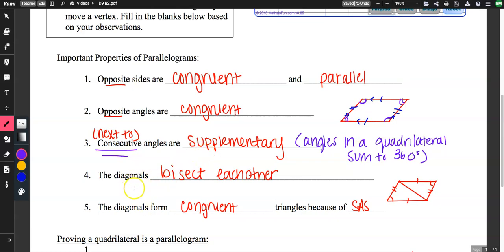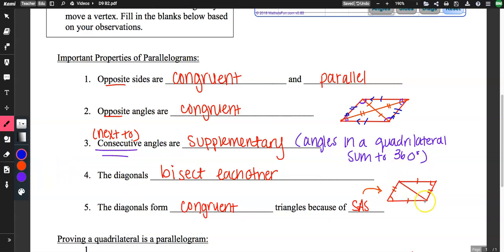The diagonals, again, if you didn't get those, it's fine because it's hard to see from that image, but the diagonals bisect each other. So if I draw in my diagonals, this picture is probably too small, but it's fine. These diagonals, they bisect each other, so that means these would be congruent and these would be congruent. Okay, so I would probably have this picture somewhere in your notes, maybe a little bigger than mine so that you remember all the different pieces. And then the last one, we don't use quite as much, but the diagonals form congruent triangles because of side angle side. So I drew a little picture here to show that.